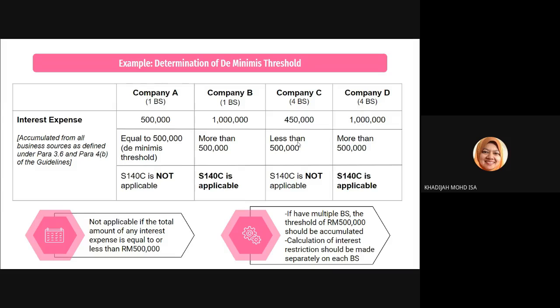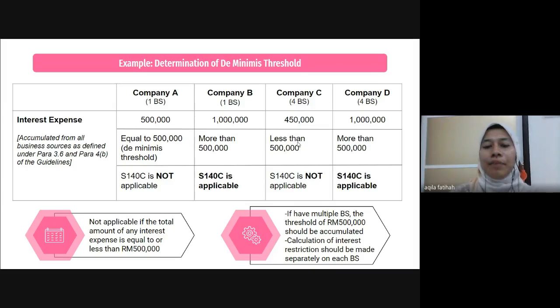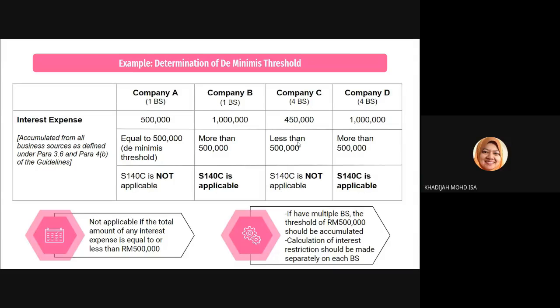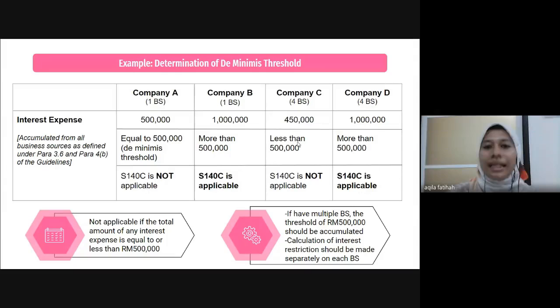What's the difference between B and D? Company B has 1 business source and company D has 4 business sources. It doesn't matter. For the company, must take note, it is accumulated from all business sources. Yes. Okay, next.